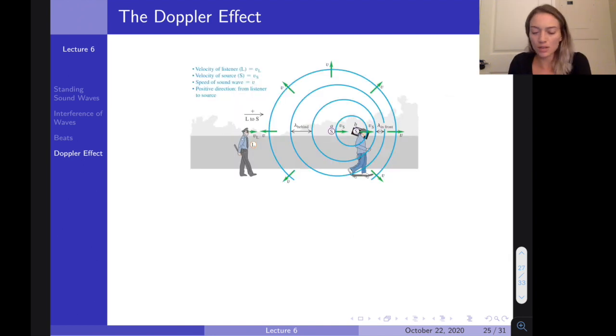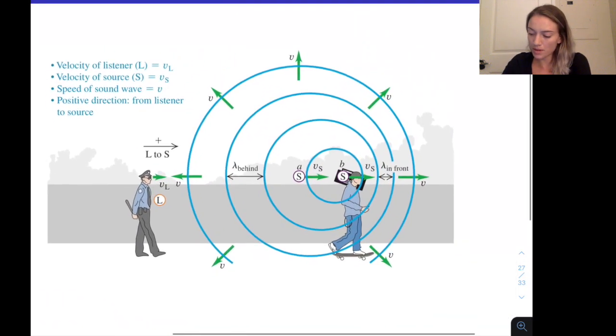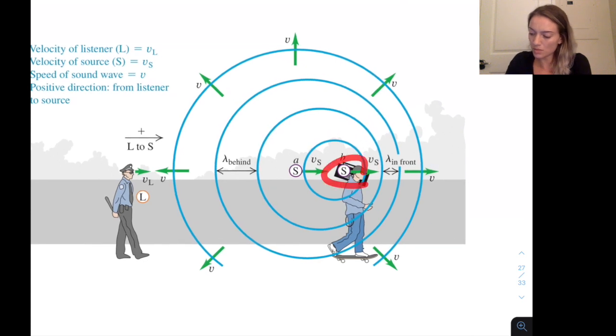All right, now let's look at what happens if the source and the listener are both moving. So here we have them both moving. Our source is moving away, and our listener is also moving towards the source. So here you can see that the wavelengths actually look a little bit different if your source is moving as well.